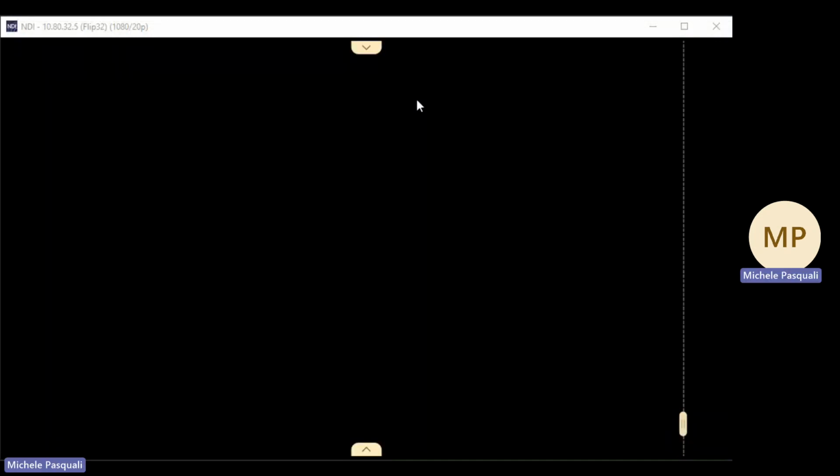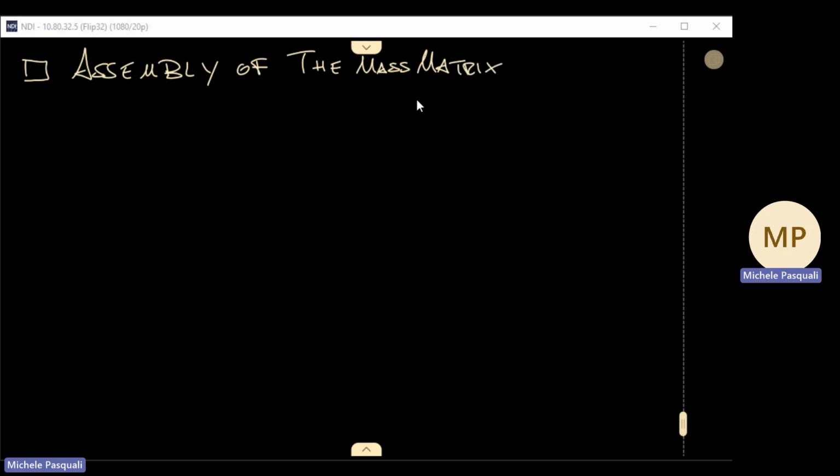All right, so without further ado, let's start. So we recap from where we left, as to say, the assembly of the mass matrix for the overall body.